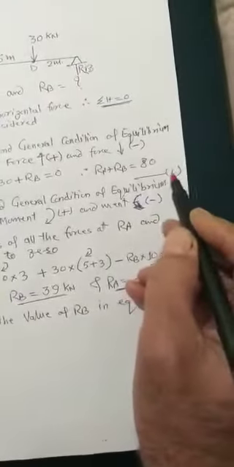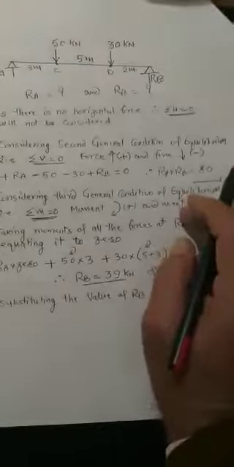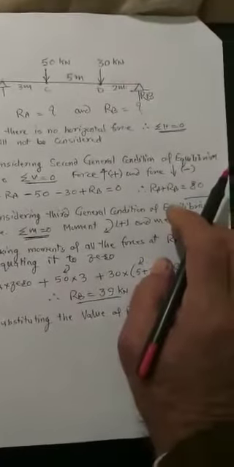So we get the equation Ra plus Rb is equal to 80. This is our first equation, when we use one condition of equilibrium, that is sigma V is equal to 0.